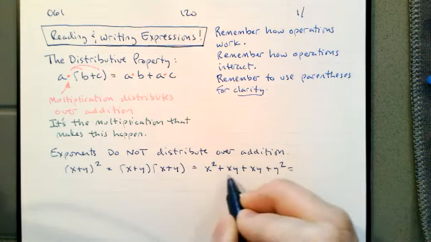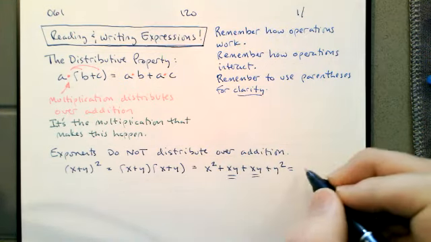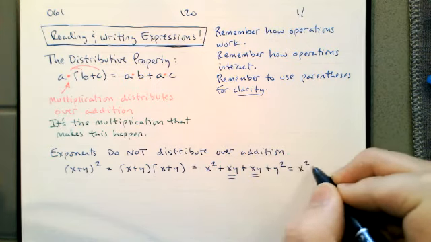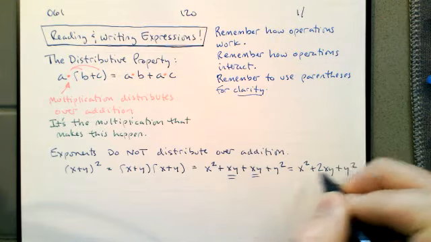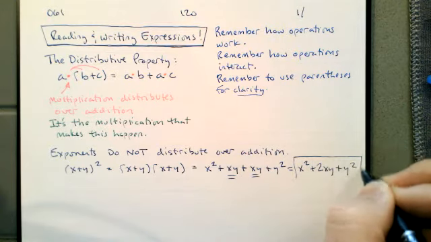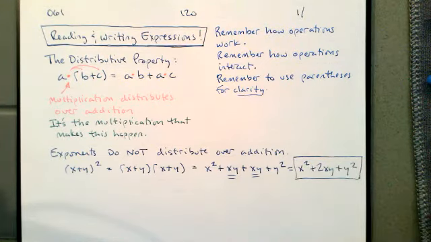And we only add things that are the same, and when we add them, it doesn't change what they are. So x squared plus 2 copies of xy added together plus a y squared. We can't just distribute the exponents over the sum. Exponents do not distribute over addition.